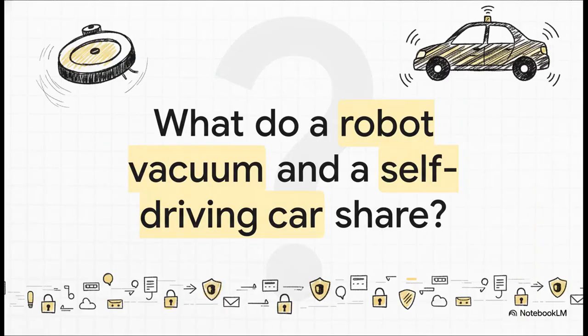What does a simple robot vacuum have in common with a super advanced, multi-million-dollar self-driving car? I know, it sounds like the start of a really bad joke, but here's the thing. They both operate on the exact same core principle. And once you get that principle, a whole lot of modern AI is going to make so much more sense.